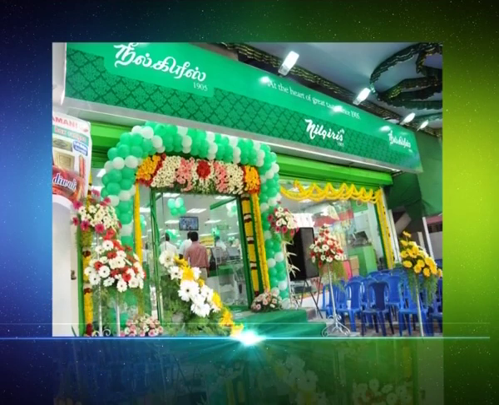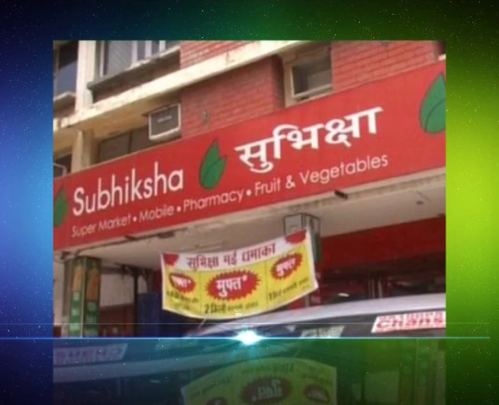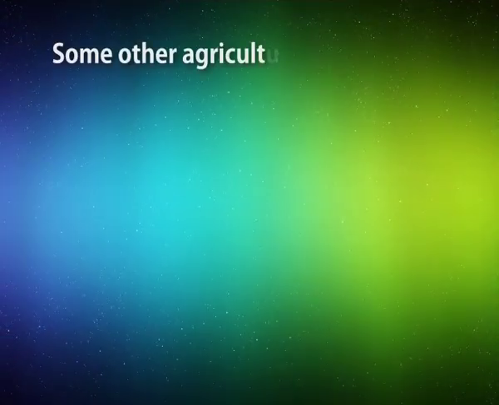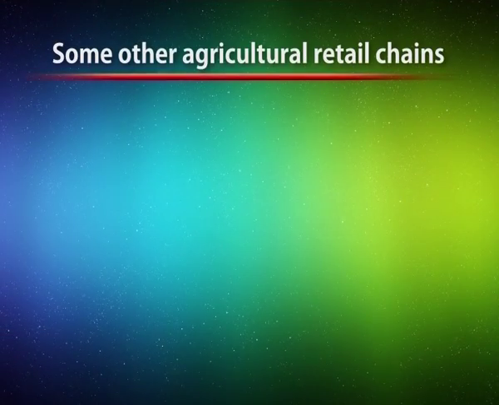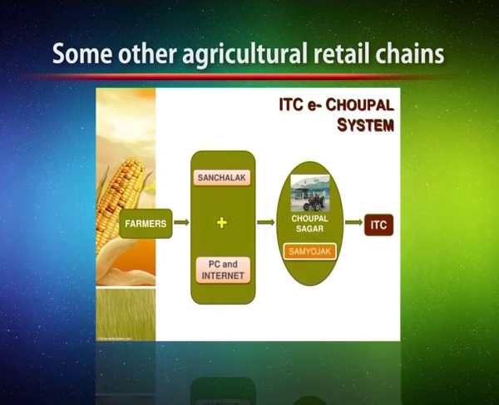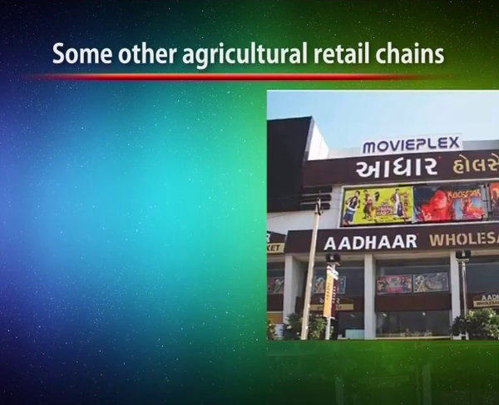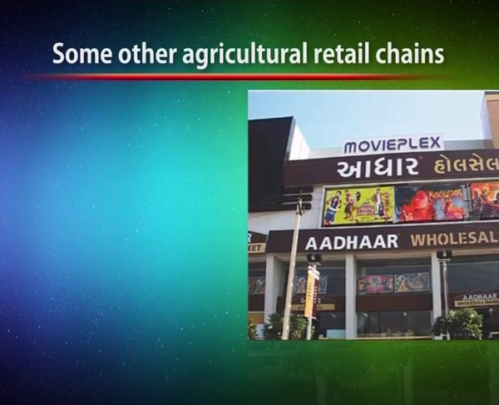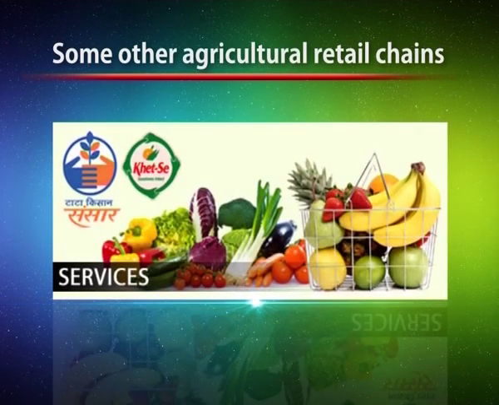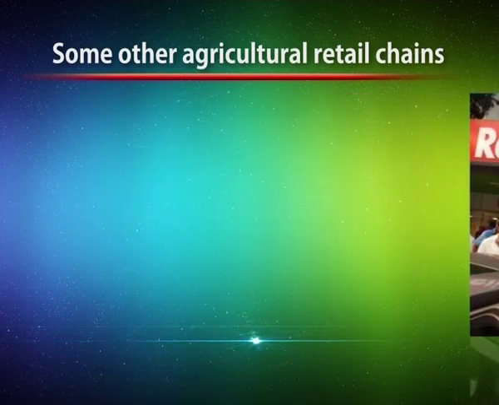Examples of agribusiness in India range from big and well-organized retail giants to small ones, which are Food World, Nilgiris, Subiksha, Fabmall, Giant, etc. Some other agricultural retail chains are E-Choupals and E-Sagars of ITC, Krishi Bazaars of Mahindra and Mahindra, Aadhars of Godrej Agro, Kisan Sansars of Tata, and Reliance Fresh and Reliance Retail.